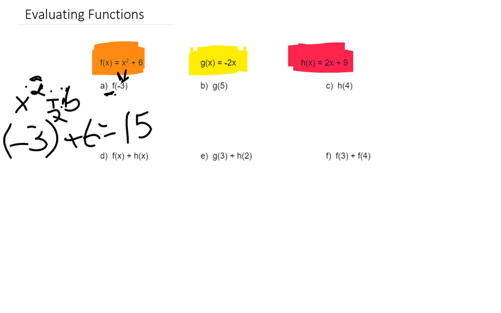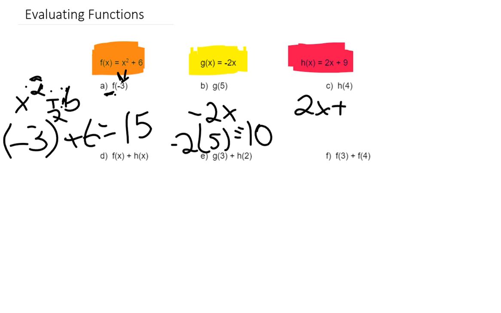When I get to part B, it's telling me to find g of 5. I'm going to use my g of x function and plug in 5. My g of x function is negative 2x, so I'm going to do negative 2 times 5, and I'm going to get a negative 10. So pretty simple there. For part C, I'm going to use 2x plus 9 as my function, and I'm going to plug in a 4 for x.